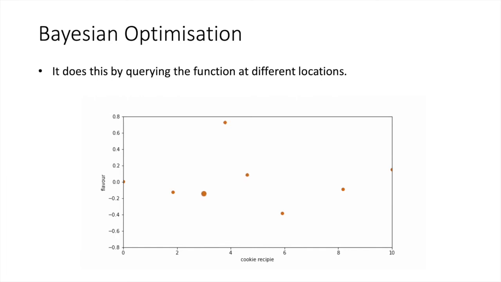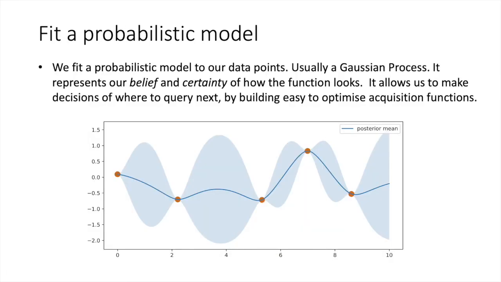So how can we go about this? Bayesian optimization proposes fitting a probabilistic model to our data points. Usually we use a model called a Gaussian process. This represents our belief and our certainty on how the black box function looks. For example, looking at the plot below, our belief is represented by the blue line and the uncertainty by the shaded area. We have low uncertainty close to the recipes we have already baked, and we can use this information to choose the next recipe. For example, we can choose the recipe with the largest uncertainty.